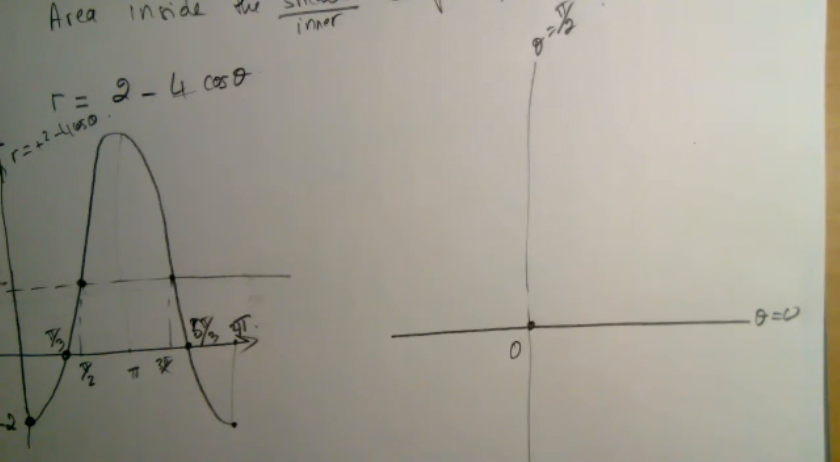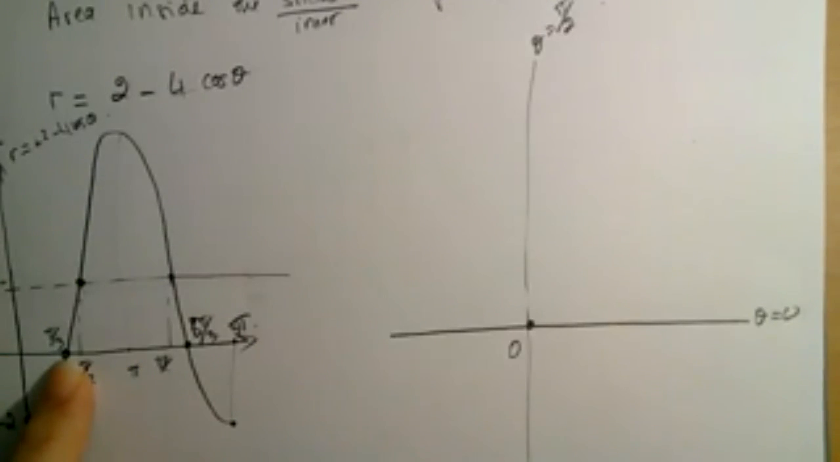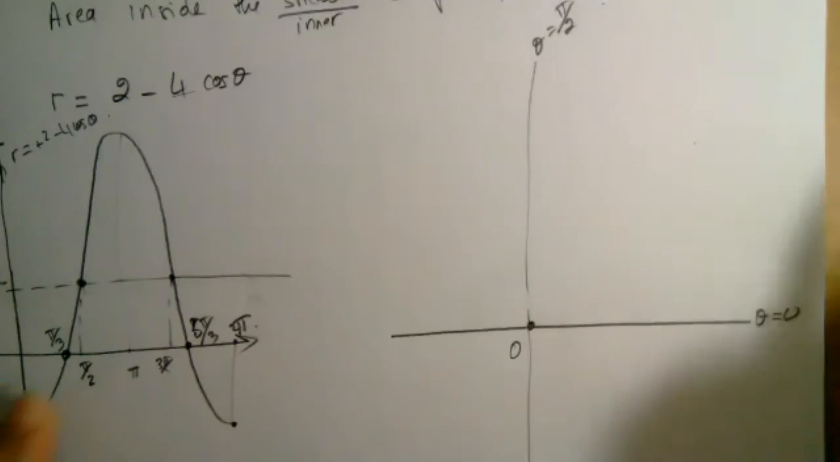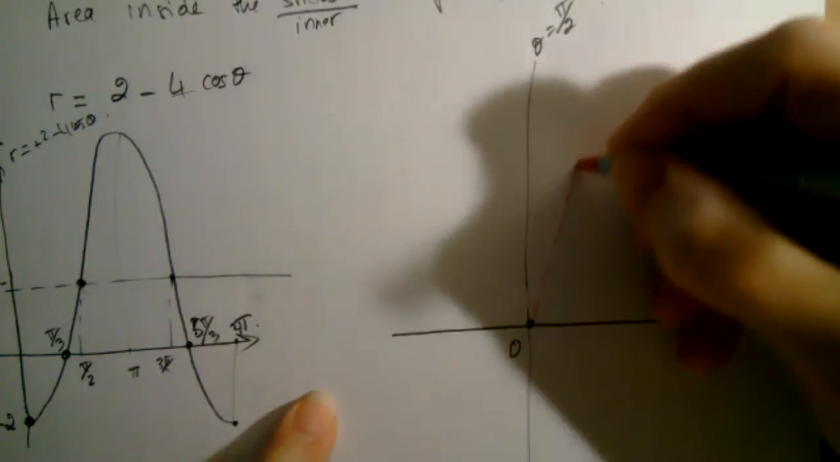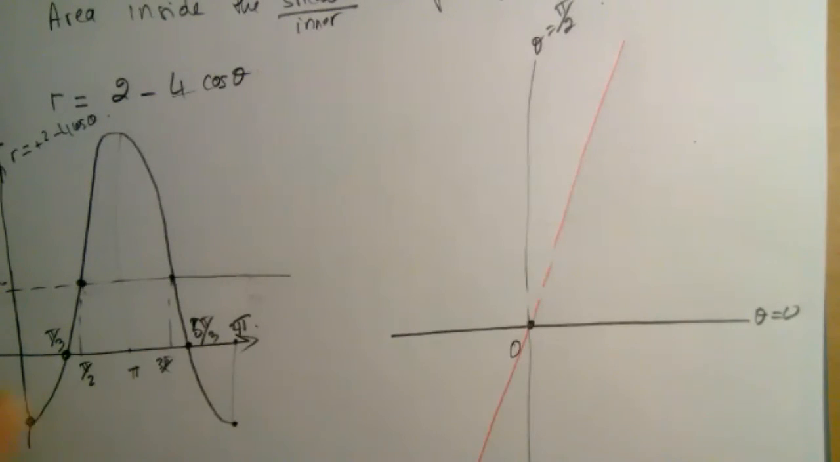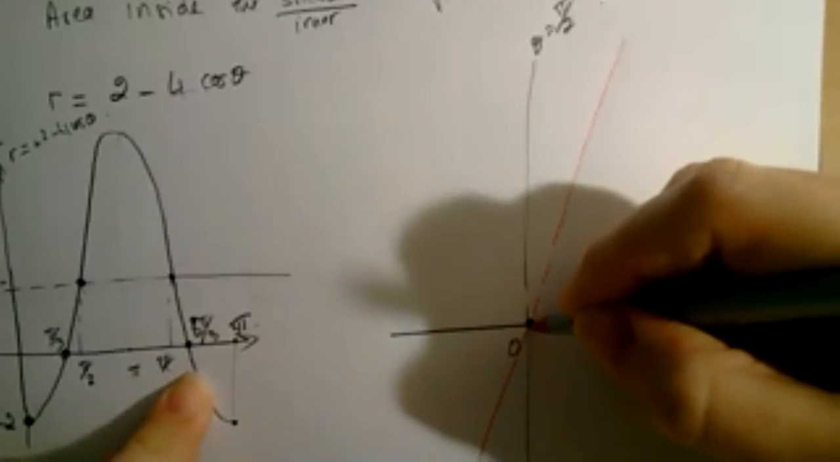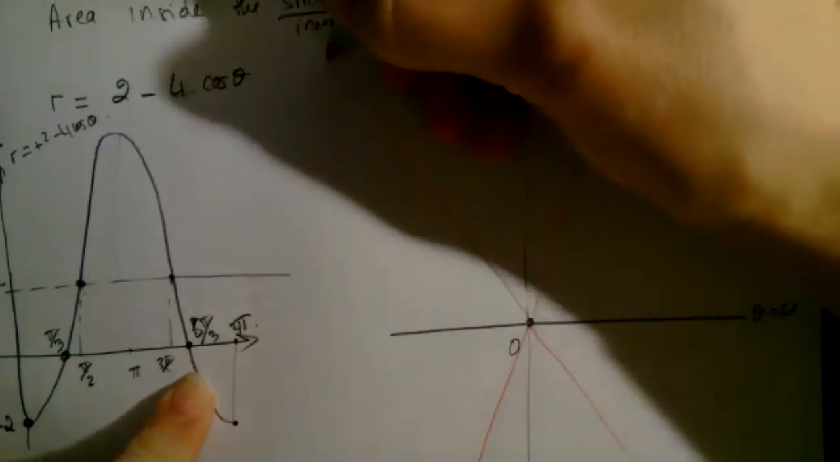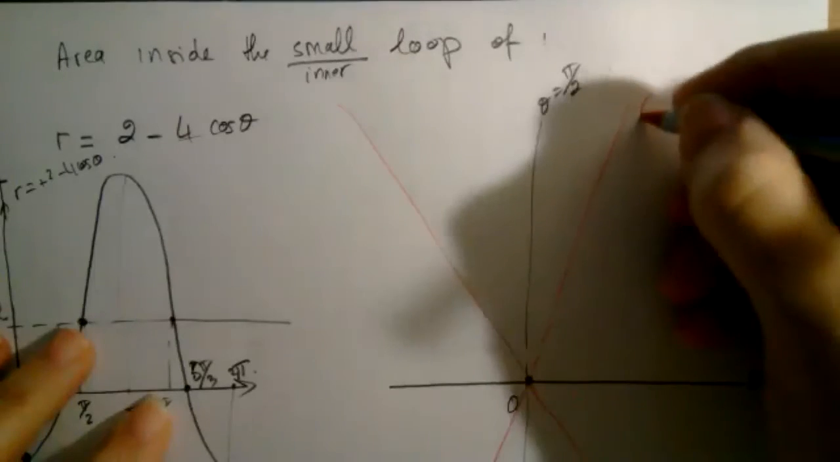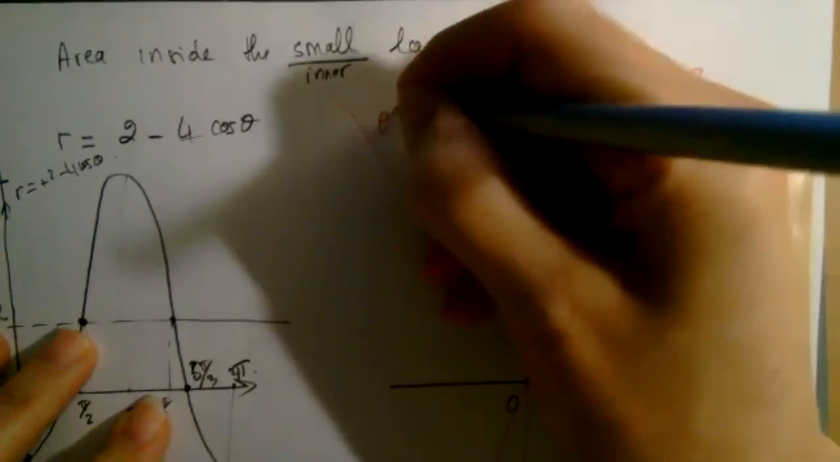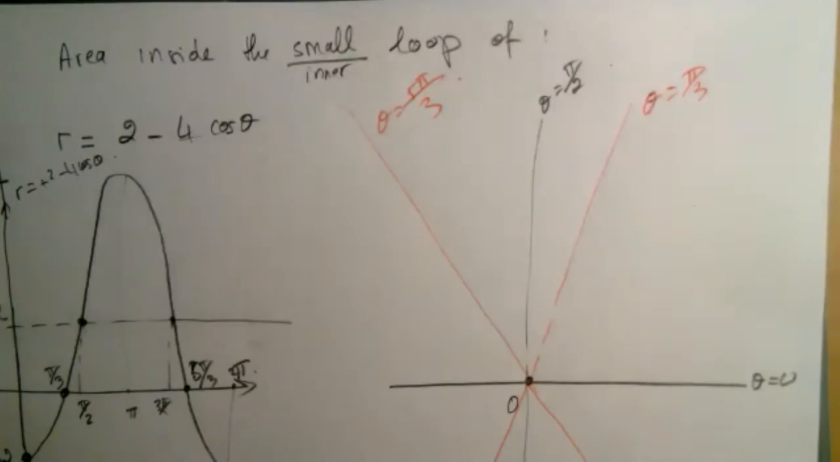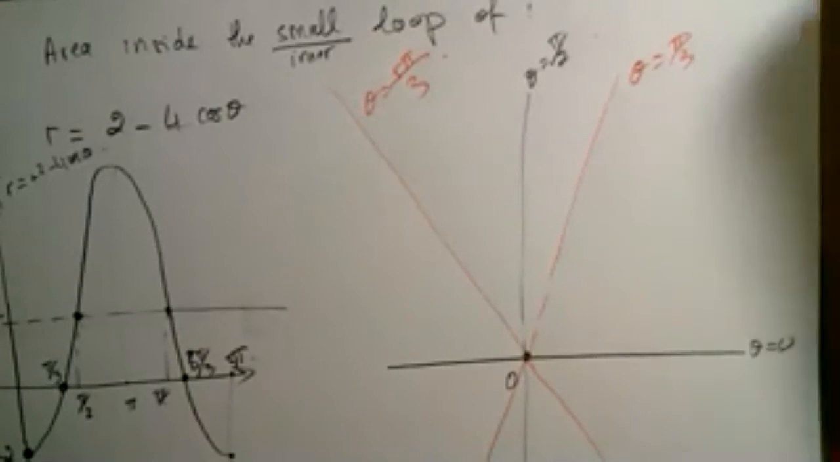And now before I graph, what do you think I should do? What are the important lines that I should do? The important lines are when r is 0. So I have to draw theta equal pi over 3 and theta equal 5 pi over 3. So pi over 3 is this line, and 5 pi over 3, which will be this one. Those are crucial for us to graph. So this is the pi over 3, and this is the 5 pi over 3. And now we graph as I've been doing.